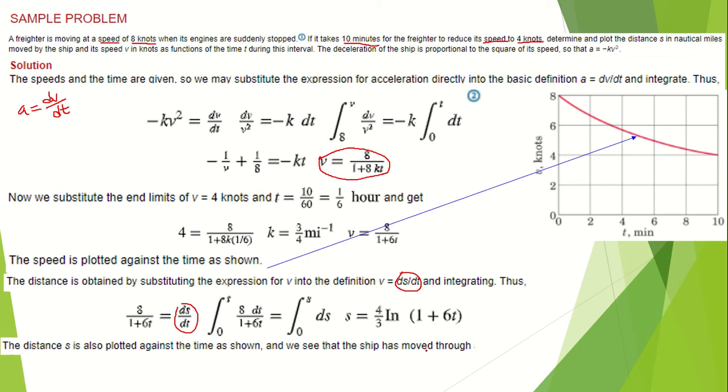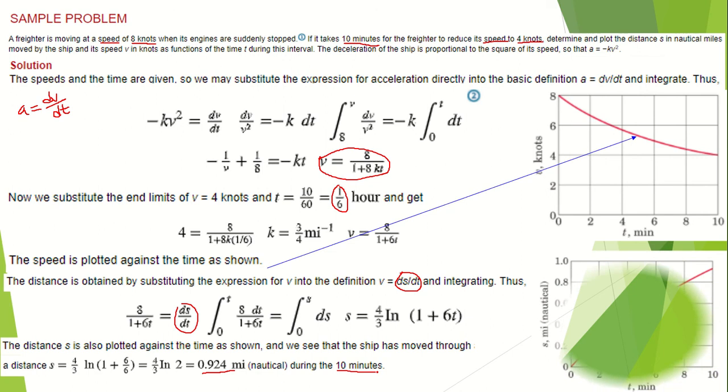We see that the ship has moved through a distance s equal to 4 over 3 ln of 1 plus 6 over 6 after 10 minutes, class. The 10 minutes here is 1/6 hour, so we convert 10 minutes in terms of hours and got 1 over 6 hour. This is the value that we substituted here. So 6 over 6 equal to 1, and 1 plus 1 is 2. So we have 4 over 3 ln of 2, which is equal to 0.924 miles. This is a nautical mile, during 10 minutes. This is plotted in this curve.